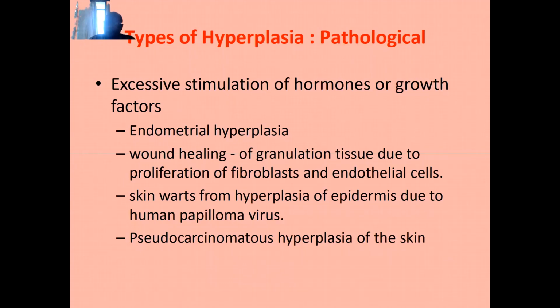In this pathological type, there is excessive stimulation by hormones or growth factors, for example in endometrial hyperplasia. There is also healing of granulation tissue due to proliferation of fibrous tissue and endothelial cells. There is a skin wart from hyperplasia of the epidermis due to human papilloma virus. So there is pseudocarcinomatous hyperplasia of the skin.